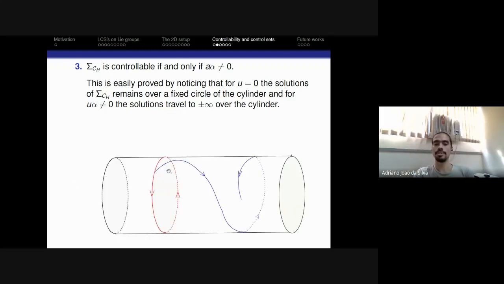Any two points, you just start here, and then you go from the blue solution here to the respective circle that you want, and then you rotate and switch off your control to the control zero. It just rotates until you encounter the point that you want. Okay, so the basic idea is that.